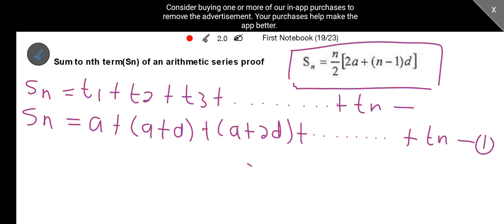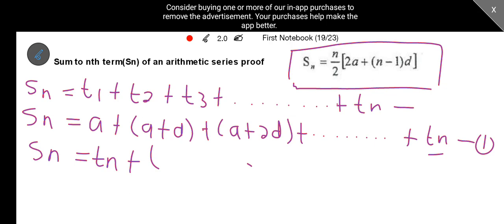Now, to get the second equation, we simply have to write the first series in reverse. Meaning we have to write equation number 1 in reverse. What do we mean by that? Let's do it. Sn is equal to, we're going to start from the last going to the start. Meaning our first term will be Tn because we are starting from the last. This will be Tn plus.